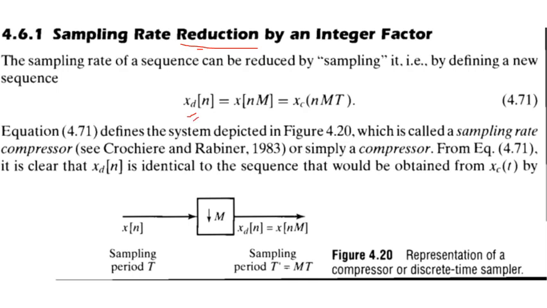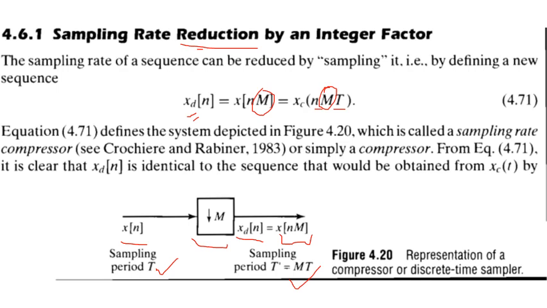So how can we do decimation? Rather than using x of nT, we have introduced an integer that is M. So what we are doing is we have a discrete-time signal, we pass it through the compressor, and then we are sampling it. So xd of n is equal to x of nM, that is sampled, and the sampling period here is T, and here the sampling period is MT.